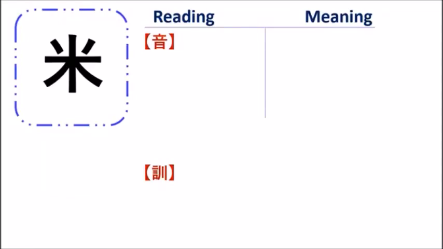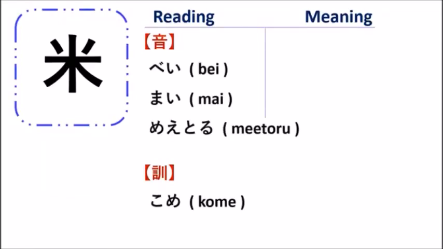Next, this kanji has the reading of onyomi. The onyomi is be, my, metoru, and the kunyomi is kome. Some kanji have many sounds in kunyomi.